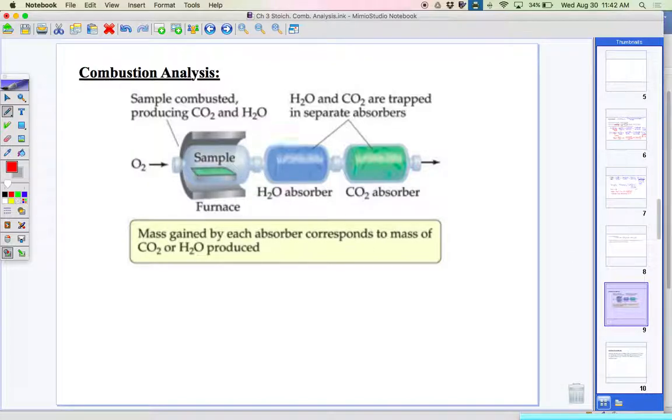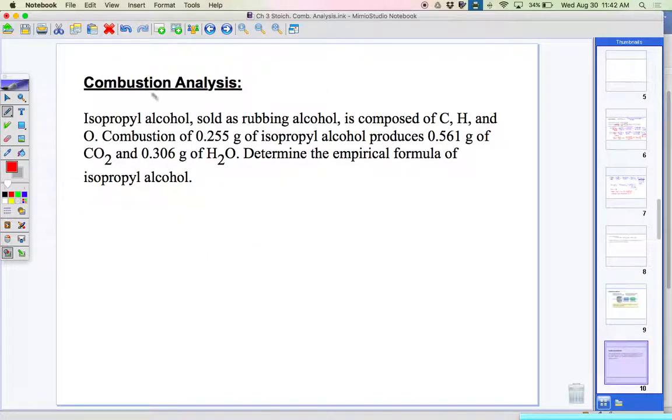We're not going to even explain how the thing works. We're going to look at the problem. Isopropyl alcohol, or rubbing alcohol, is composed of carbon, hydrogen, and oxygen. Combustion of isopropyl alcohol produces this much carbon dioxide and this much water. Determine the empirical formula of isopropyl alcohol. All right, think about what that says.